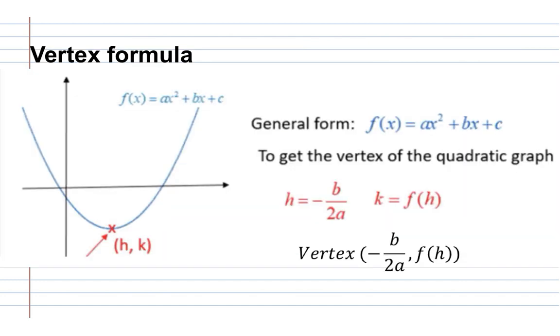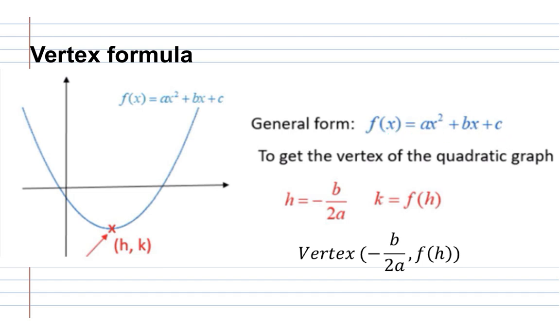Okay, so we have the vertex formula. So this is our equation, our function ax squared plus bx plus c, and this is a quadratic. This right here is my vertex. You guys already know that this is h and k. So this is our general formula. This is in standard form.